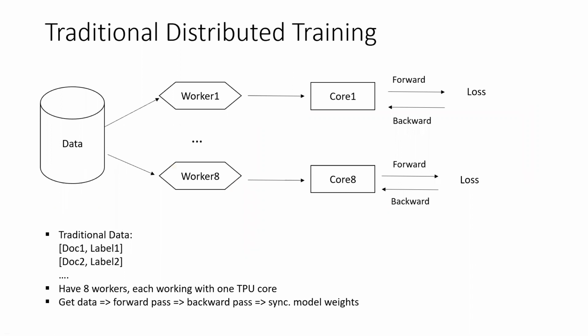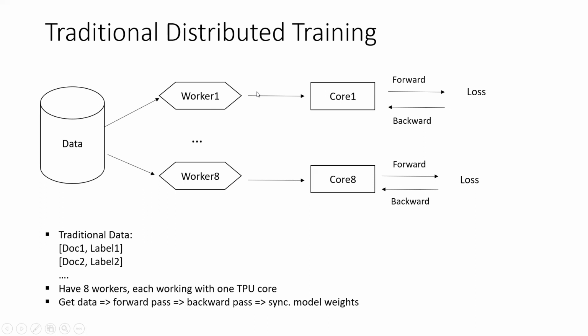So maybe someone has already worked with some distributed training in Pytorch. The traditional setup is you have some data and then you have different workers. We have 8 different TPU cores, so we create 8 different workers. Every worker is one process running on the machine. The worker sends the data to the core, computes the forward pass, then you compute your loss, and then you do the backward pass.